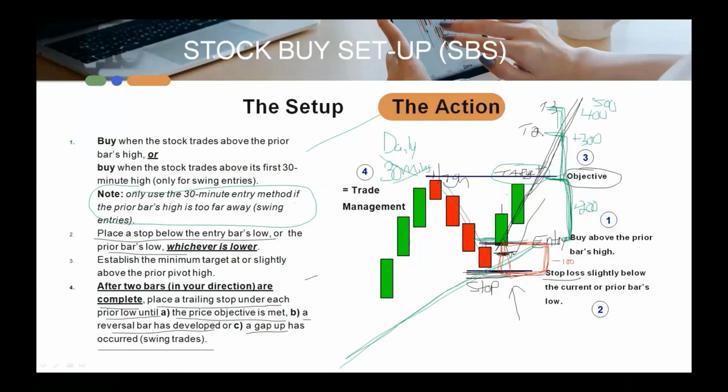Okay, so that is the action. Buy above prior bar's red high on a bullish setup. I'll give you a quick example here.